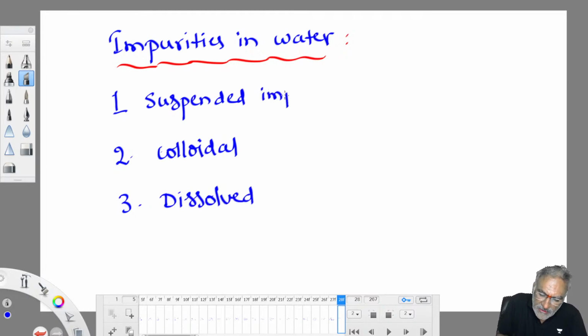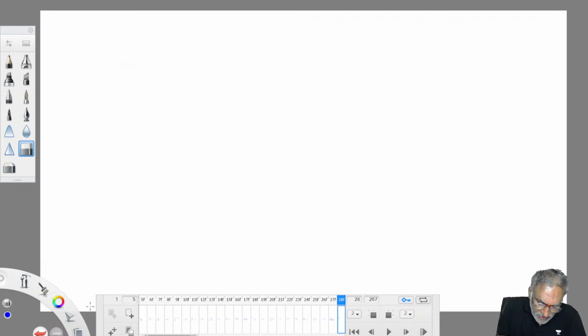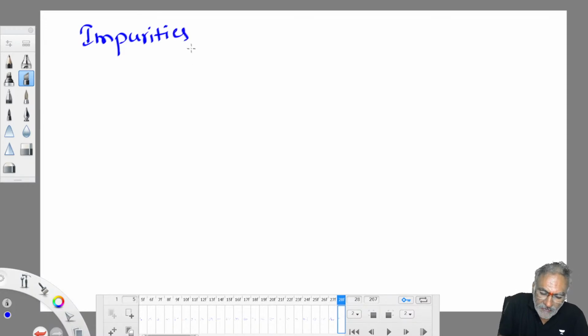Suspended impurities, colloidal impurities and dissolved impurities. They are broadly classified into three categories. This specification of the suspended, colloidal and dissolved impurities is important from the exam point of view.